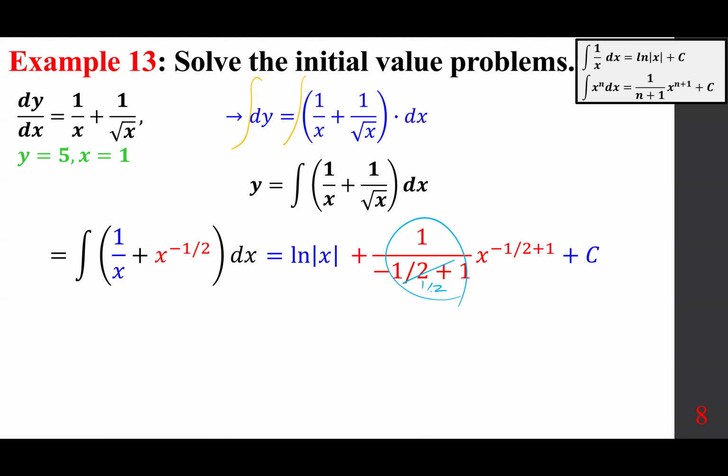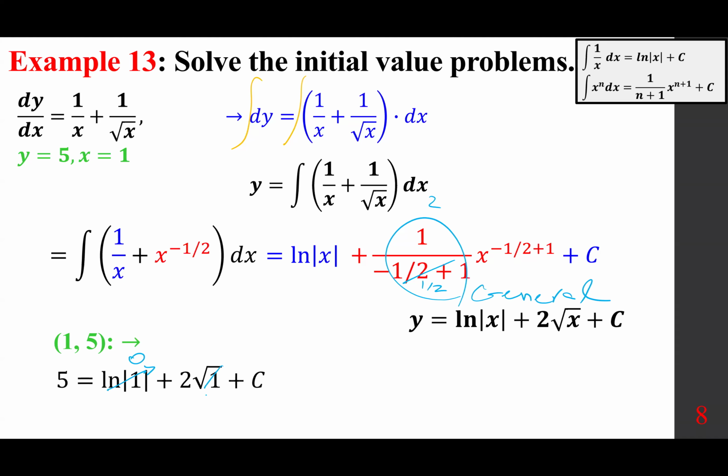Positive 1/2. Reciprocal of that is 2. And we get y equals ln of absolute value of x plus 2 squared of x plus a constant. This is a general solution again, because it's a family of functions. Now we have the pair 1, comma 5. We're going to replace the x with 1, y with 5.